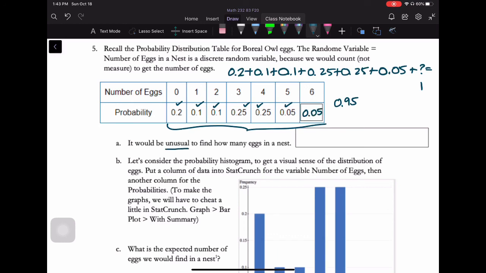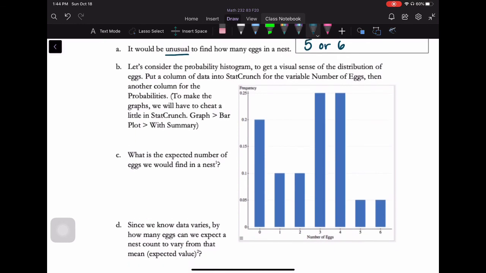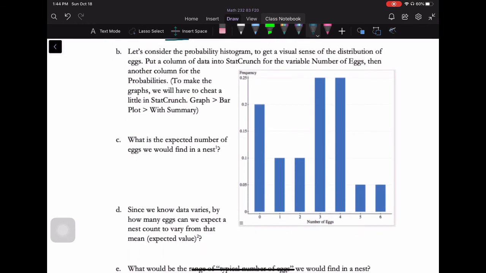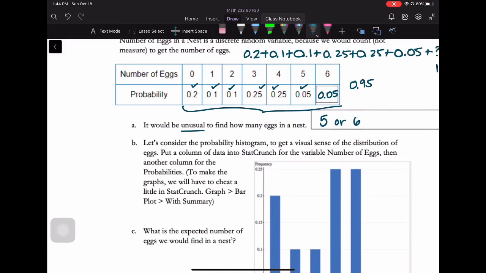And it's unusual. Unusual, I would say, is about 5% or less. So it would be unusual to find 5 eggs or 6 eggs in the nest. Those are unusual. Now, considering the probability histogram to get a visual sense, we're going to put a column of data into StatCrunch for the number of eggs and then another of data for their probabilities. And we're going to use this to find out our expected value and our standard deviation. So you're going to put eggs in var1 and you're going to put the probability in var2.